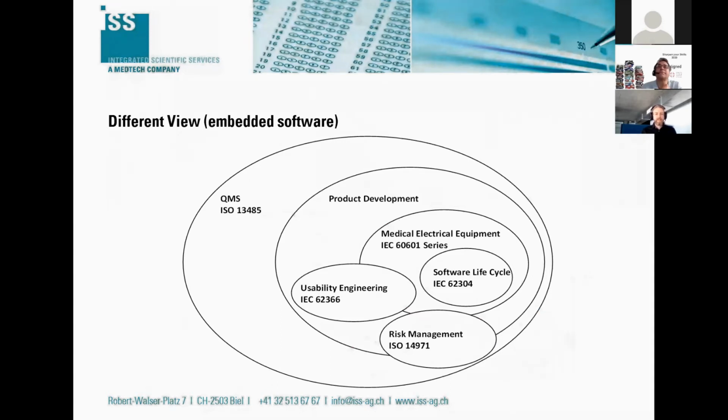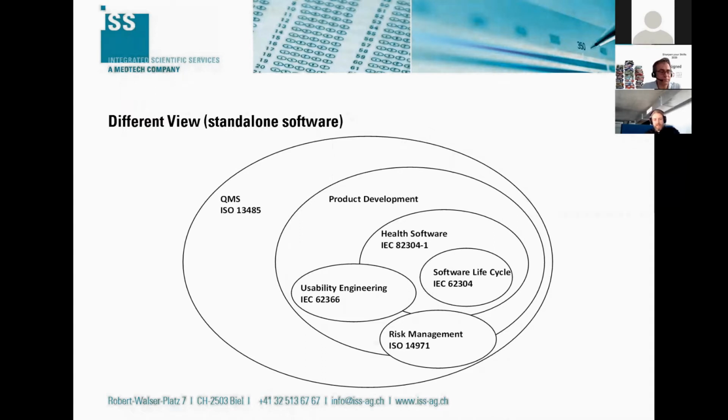We have a lot of standards on product level that essentially wrap around our standard, and we software developers work somewhere in the center, hidden away from all the other stuff that wraps around us. We have some interfaces to usability engineering and risk management, actually quite a lot of that, but we're hidden away.